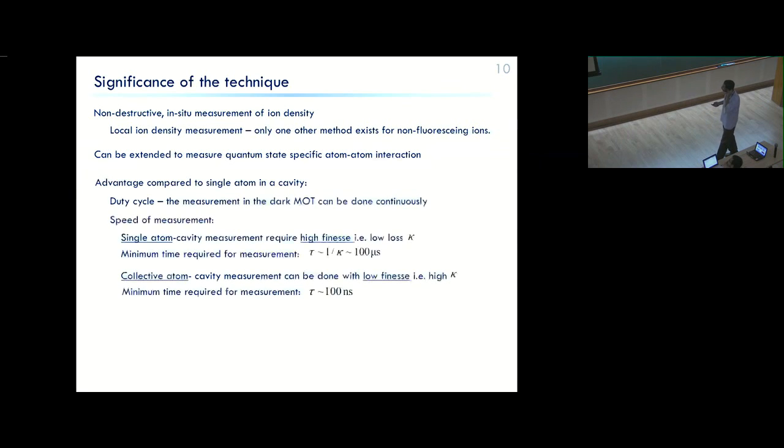Okay, so one could ask why do we use a low finesse cavity as opposed to a high finesse cavity? The point is that if we use a high finesse cavity, then because the finesse is very high, the photon takes much longer to come out of the cavity, so the detection is much slower. Instead, if we use a low finesse cavity but a lot of atoms, then we can do the experiments much faster, and within about 100 nanoseconds we can finish a measurement. It's a very rapid measurement also.